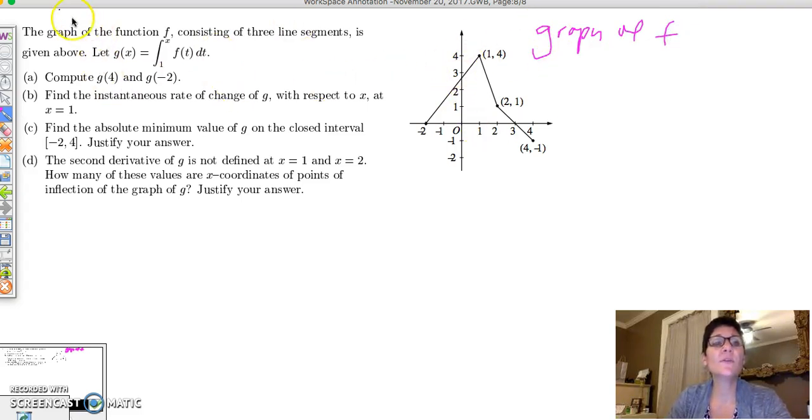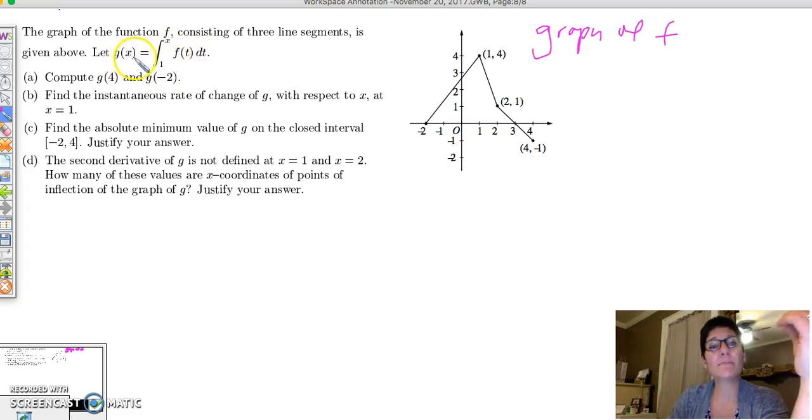And now what I want you to do is, it says the graph of the function f consisting of three line segments is given above. Actually, it's given to the right, where g of x is equal to the antiderivative of f. So let's talk about what that means. So by the way, we know that every derivative has infinitely many antiderivatives. So given that, g of x is some particular antiderivative that's defined as the integral from 1 to x of f of t dt.